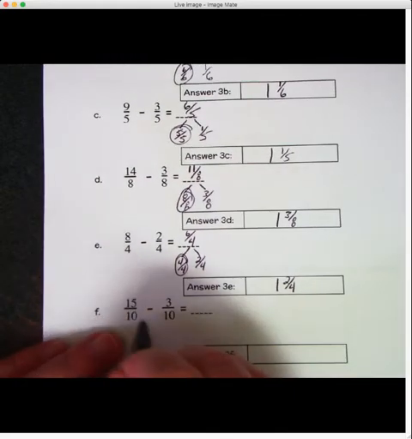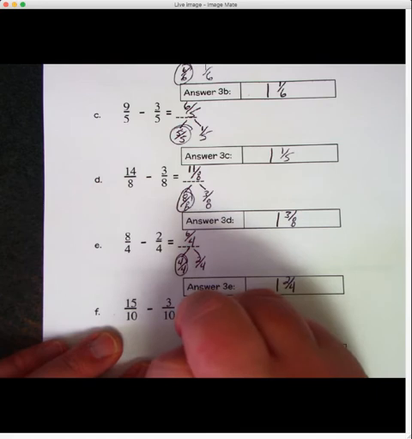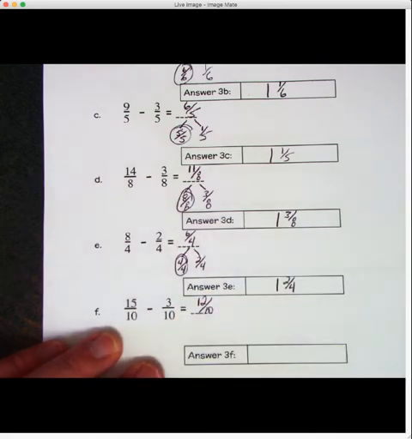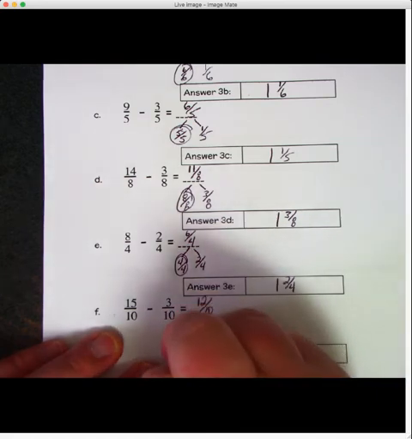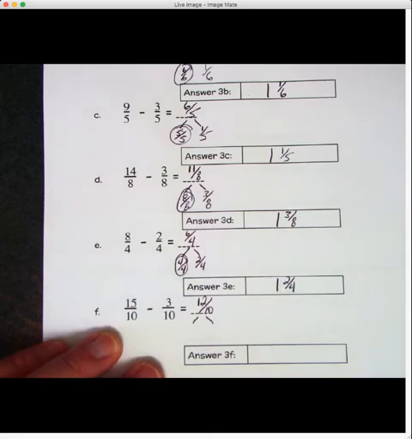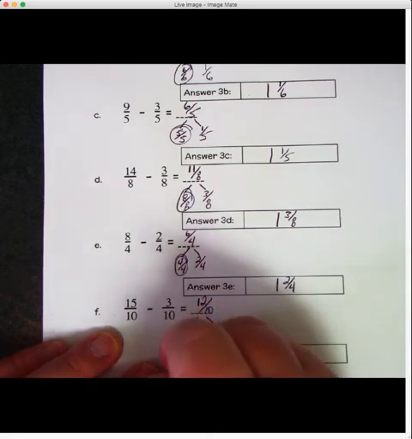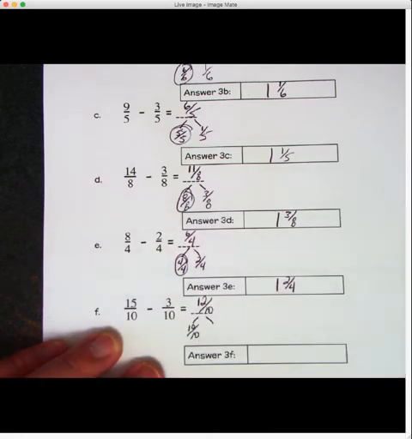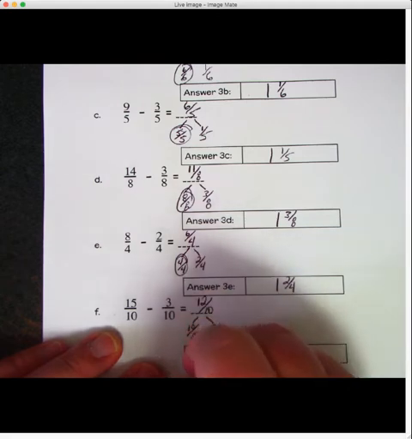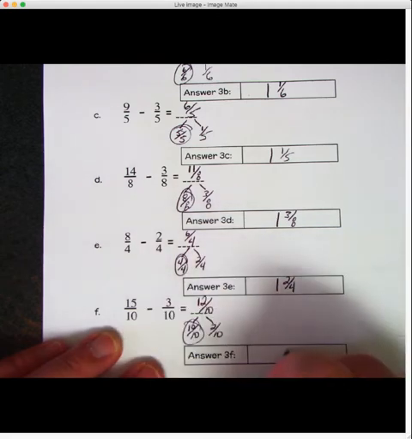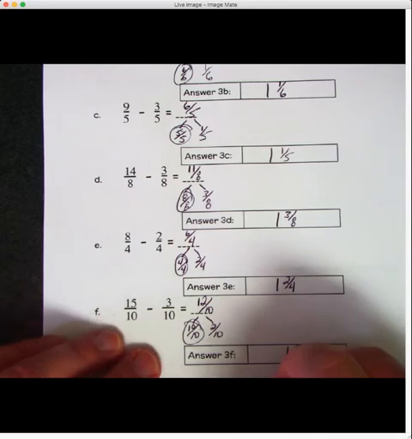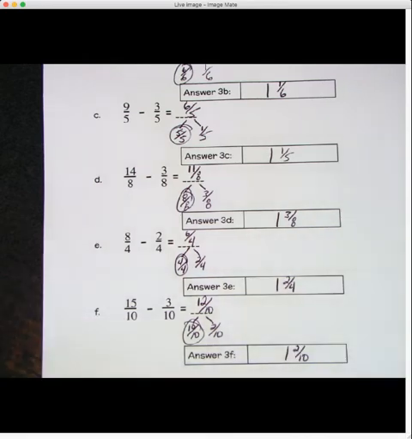Okay, 15 tenths minus 3 tenths would be 12 tenths. But remember, we can't leave it like that. We got to write it as a mixed number. Okay, let's make a whole. So 10 tenths would be a whole. And I would have 2 tenths more. So I'm going to make that a 1 and 2 tenths.